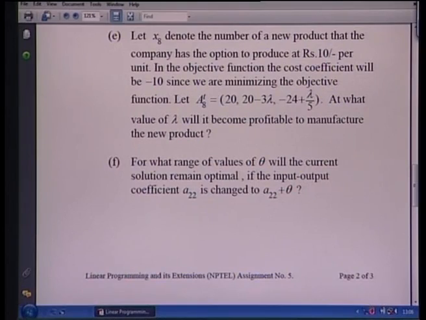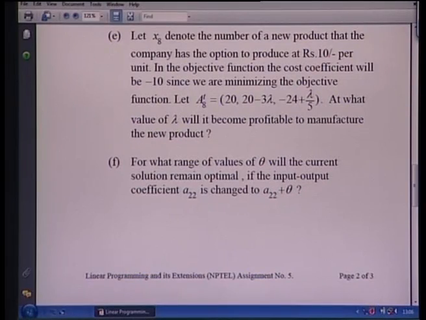That means you have to actually check for dual feasibility. In F, you have to find out the range of values of theta for which the current solution will remain optimal if the input output coefficient A22 is changed to A22 plus theta. Here A22 corresponds to a basic column, and therefore you will have to do a little bit of work to find out the range for theta, so that the current solution remains optimal.